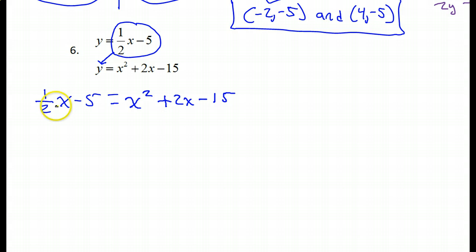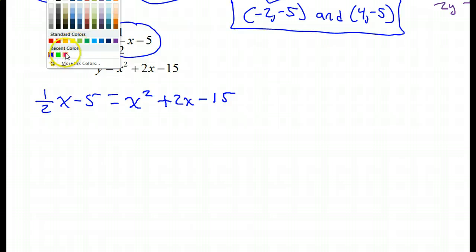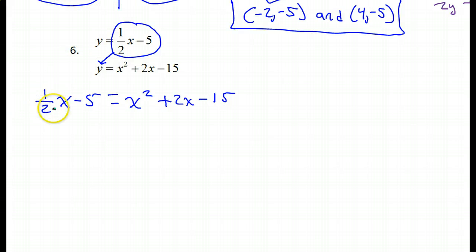Okay, I know what you're thinking, but Mr. Burton, there's a fraction. Come on, that is ugly. Okay, we can handle that though. What could I multiply by that would get rid of this fraction? That's right, I could multiply by 2. And I'm allowed to do that as long as I multiply everything by 2.